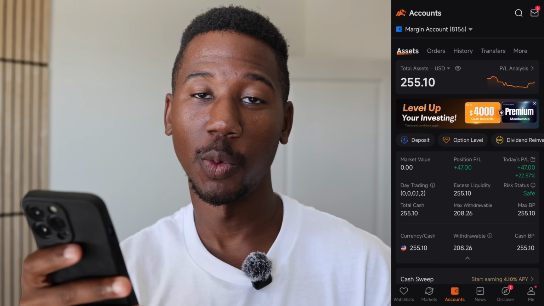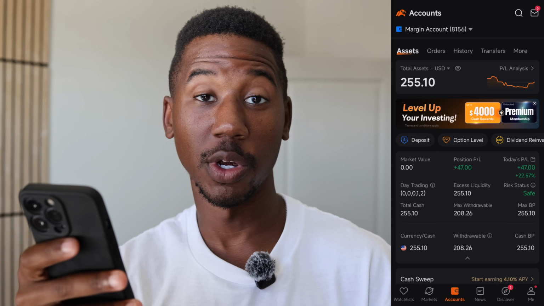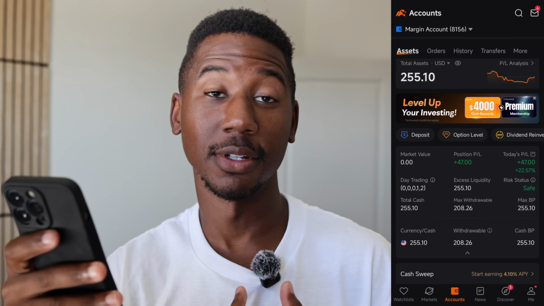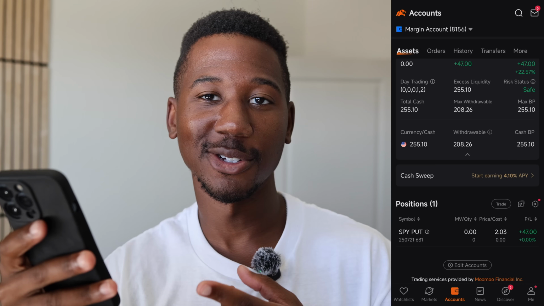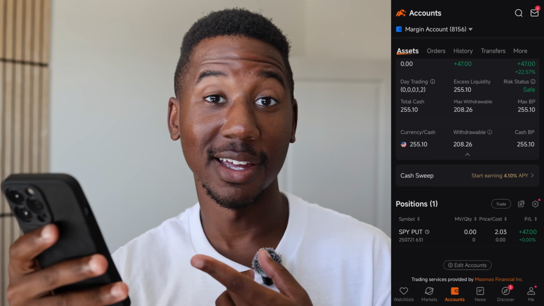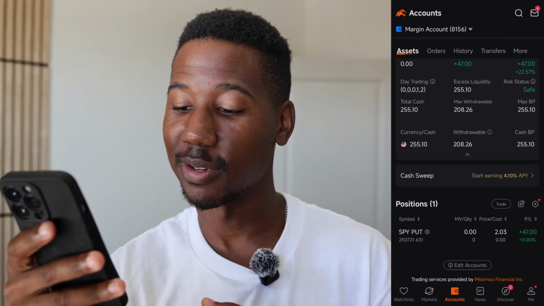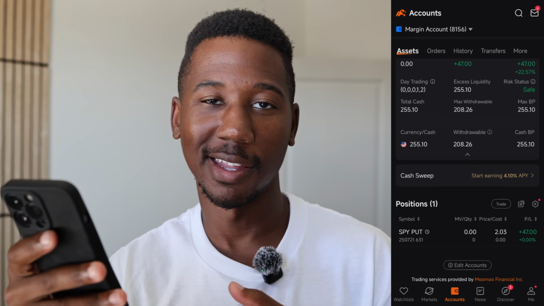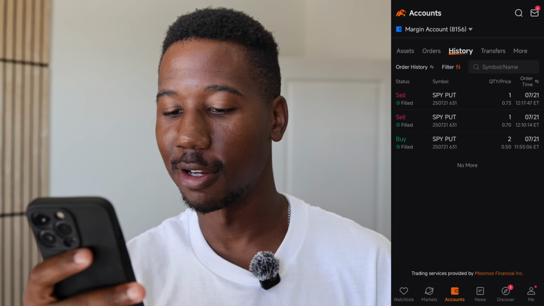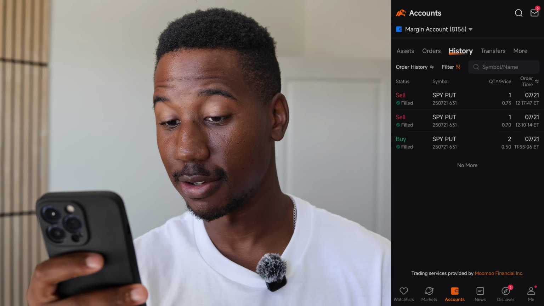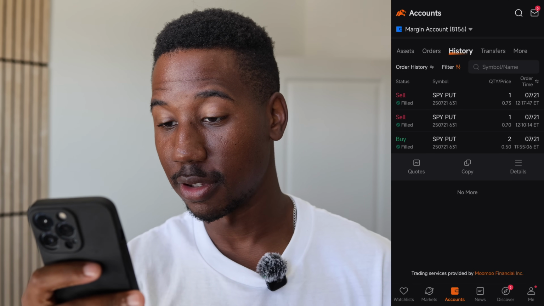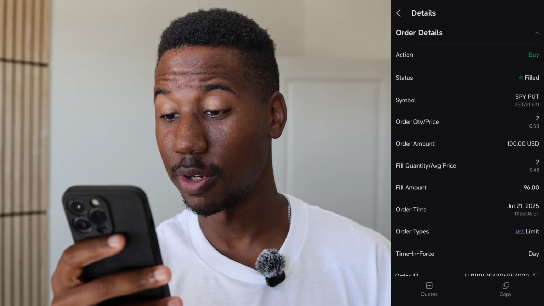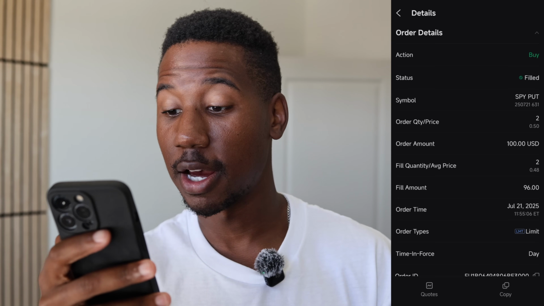Here we are in the Moomoo app, taking a look at my account on the day. You can see the account's up $47 on the day, and I only took one trade. The contracts that I got actually ended up closing the day out at $203, but I did not ride them that far. Looking at the history for these contracts, today, which is July 21st, I bought 2 SPY contracts.